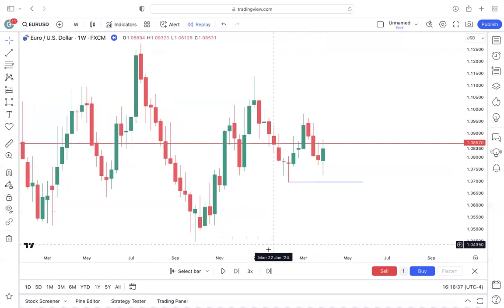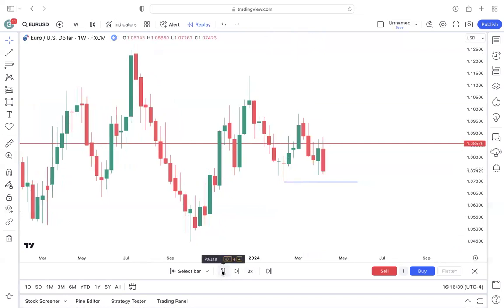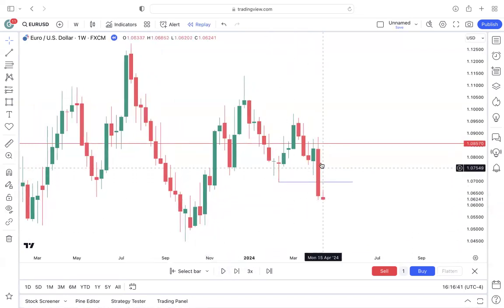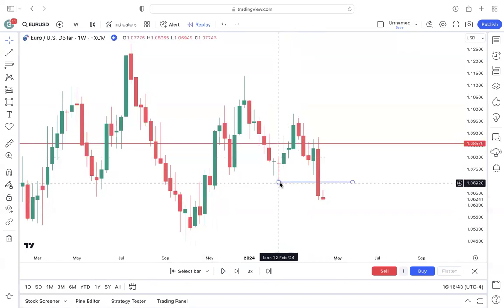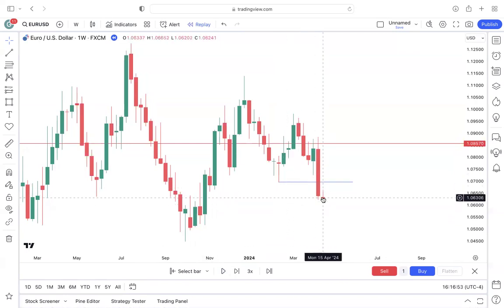So we're hanging out at equilibrium. What happens? Price breaks down below an old low, coming off of the equilibrium level. Look at the wicks right here, guys. They take out sell side. We're in a deeper discount now.